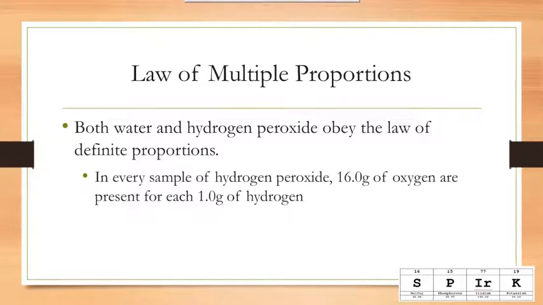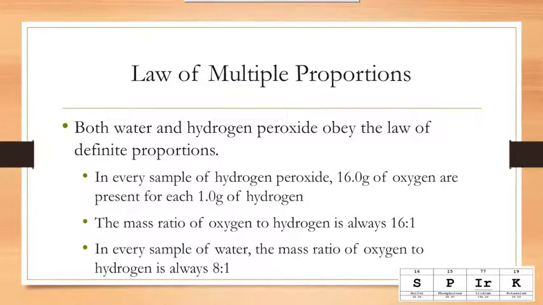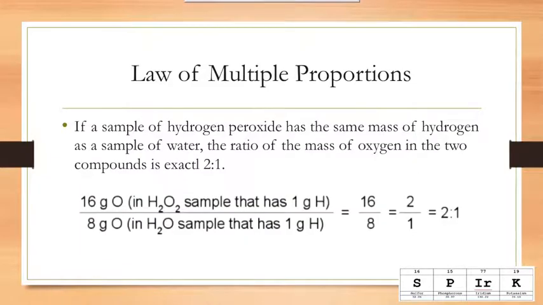In every sample of hydrogen peroxide, 16 grams of oxygen are present for each 1 gram of hydrogen. The mass ratio of oxygen to hydrogen is always 16 to 1. In every sample of water, the mass ratio of oxygen to hydrogen is always 8 to 1. If a sample of hydrogen peroxide has the same mass of hydrogen as a sample of water, the ratio of the mass of oxygen in the two compounds is exactly 2 to 1.